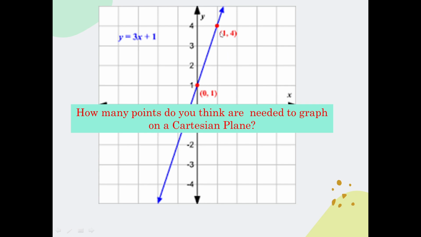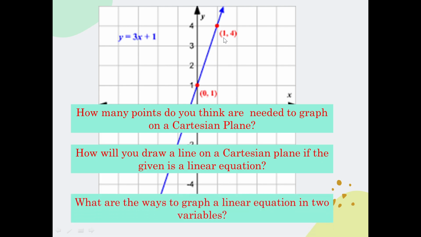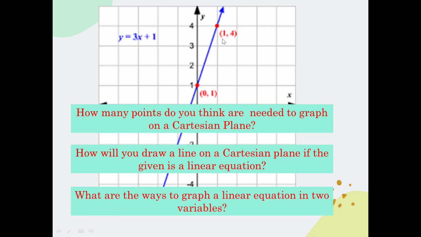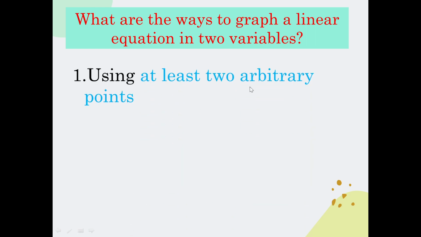Now, my question is, how many points do you think are needed to graph on a Cartesian plane? As you can see naman sa graph ko, 2 points lang yung andito. So, ibig sabihin, at least 2 points, pwede na po tayong makagraph ng equation. But how are we going to identify the points? How will you draw a line on a Cartesian plane if the given is a linear equation? Kung linear equation ang given, we need to identify the points.